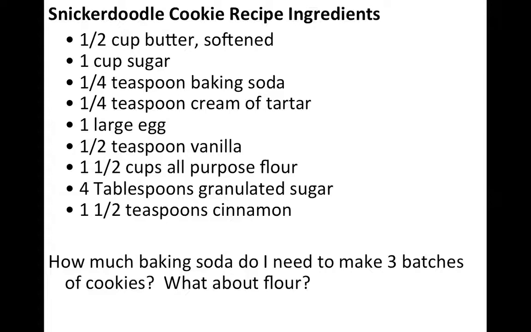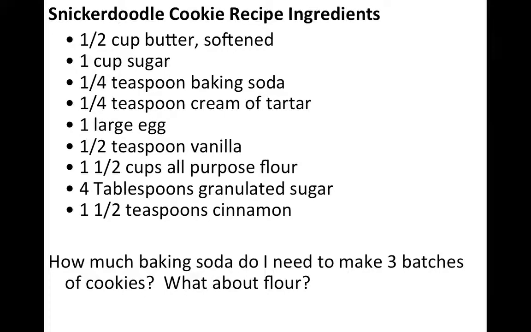So, for example, you have this cookie recipe, and the question is, how much baking soda do I need if I make 3 batches of this? And so you just multiply the quantity for baking soda, which is 1/4 teaspoon, by 3. So you use 3/4. And then flour, the same thing.